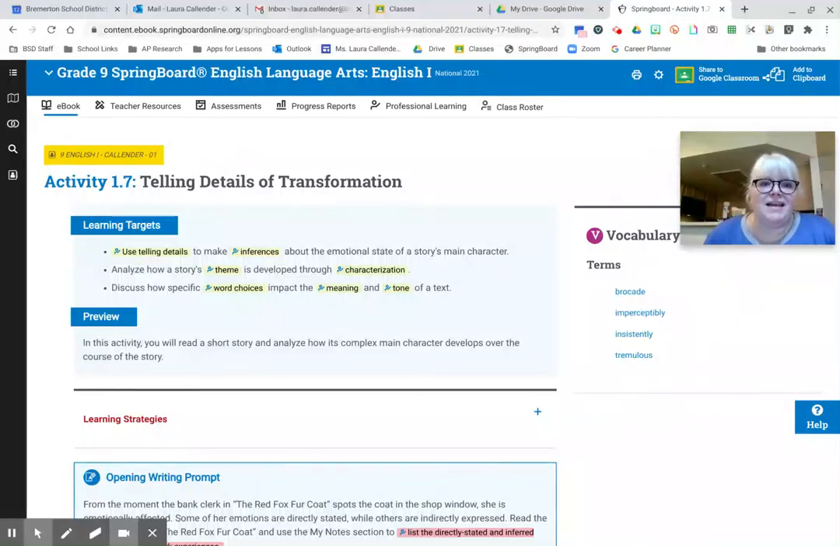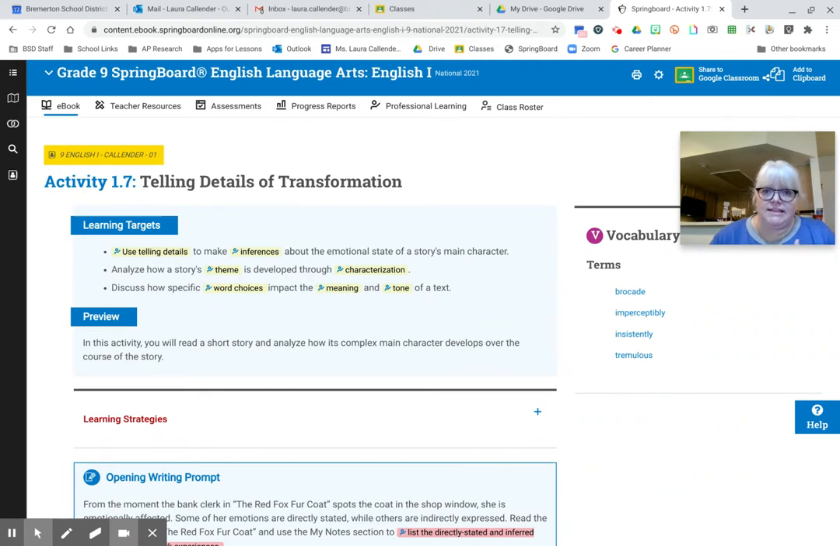Good morning, welcome back. So we are in video 2 of activity 1.7, telling details of transformation. And as a reminder, you have now finished reading The Red Fox Fur Coat and done the opening writing prompt. So again, just our learning targets and why we're doing this.